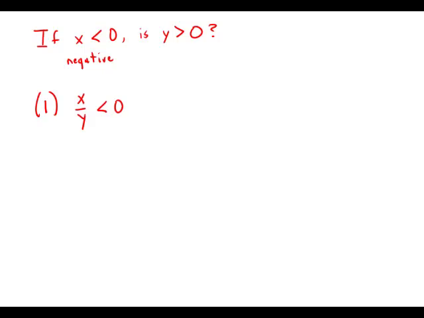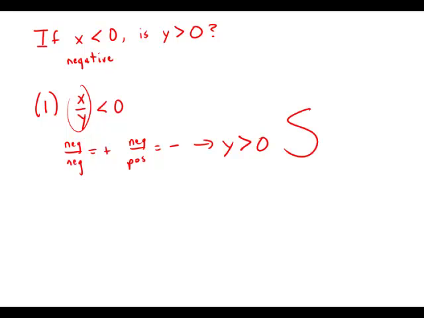Well, we know that a negative divided by a negative would be a positive, but a negative divided by a positive would be negative. So the only way that x divided by y can be negative is if y is positive. So this statement is sufficient. This allows us to answer the question, yes, y is positive. So now we have to put that aside.